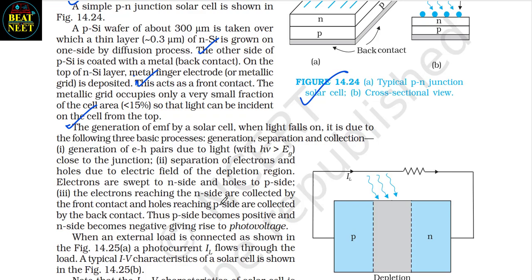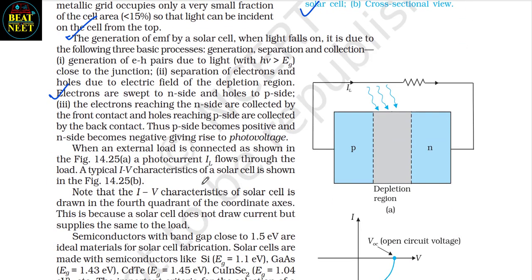Number 2, separation of electrons and holes due to electric field of the depletion region. Electrons are swept to N side and holes to P side. Number 3, the electrons reaching the N side are collected by the front contact and holes reaching P side are collected by the back contact. Thus P side becomes positive and N side becomes negative, giving rise to photovoltage.